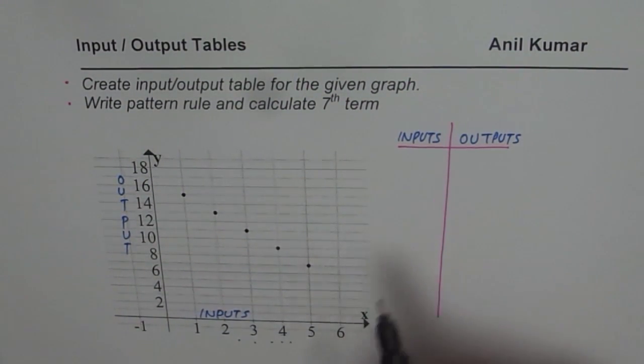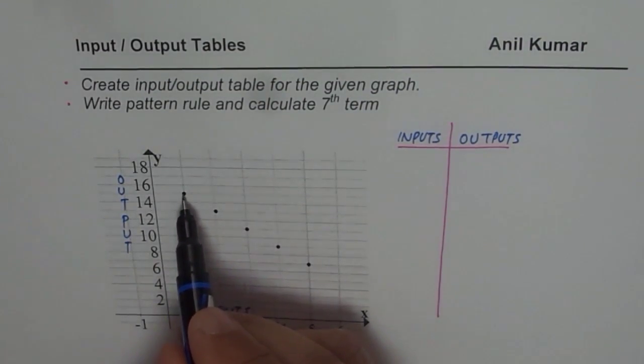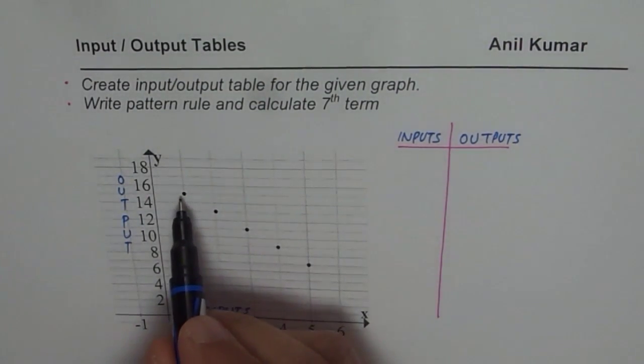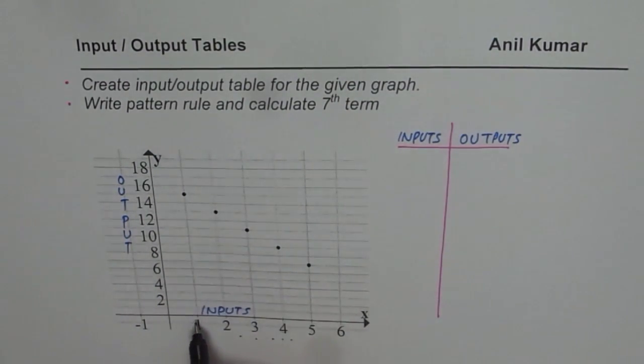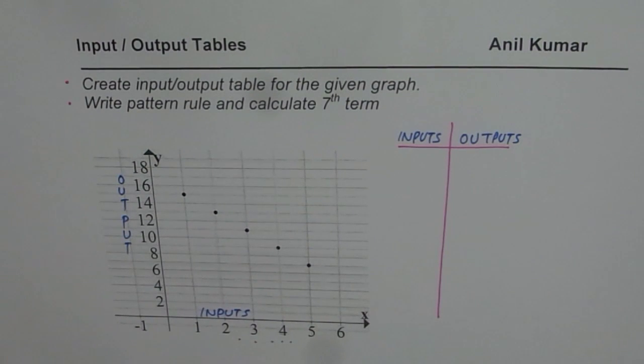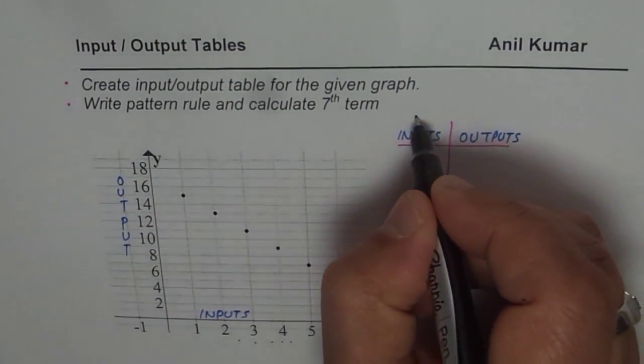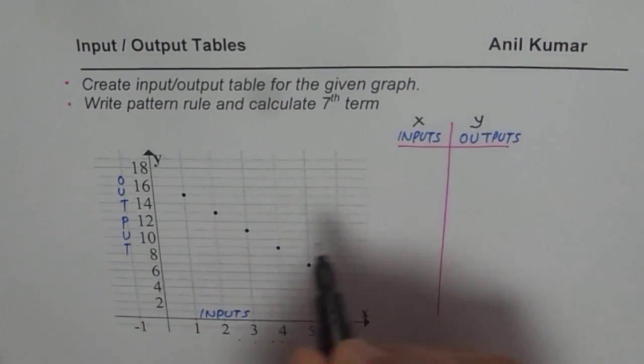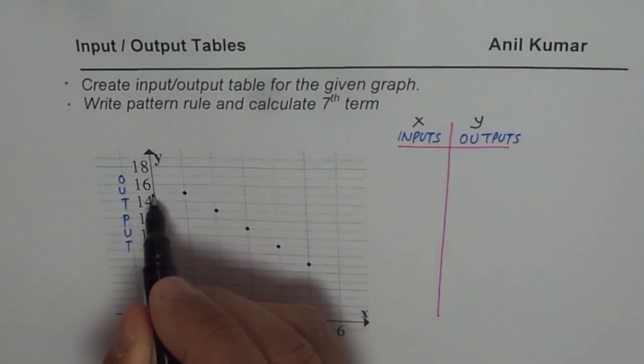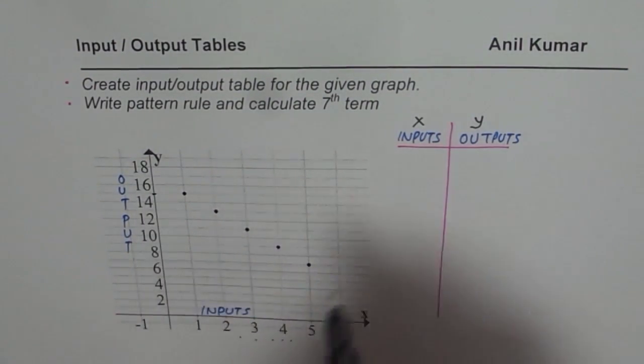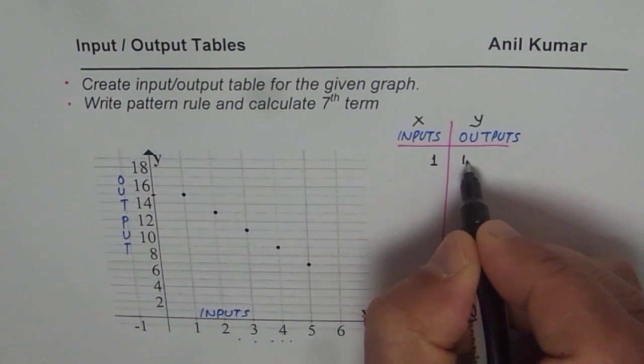Okay, so let's find the value of each point given to us. When we say input-output, we are trying to read x and y values. So the x value for the first one is 1. We'll write x here and y value here. The x value is 1, and the y value is between 14 and 16, which is 15. So it is 1 and 15.